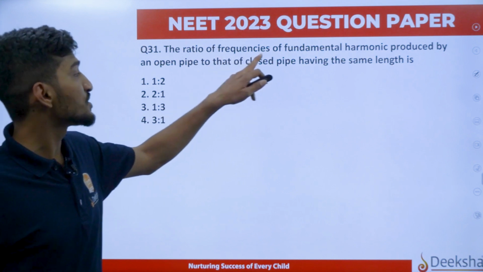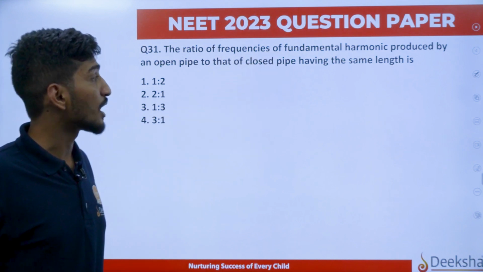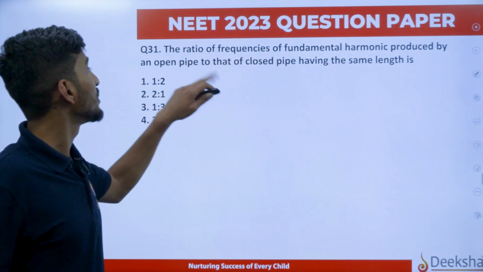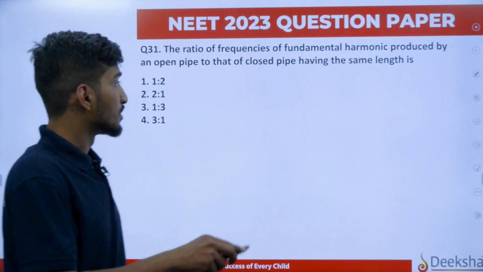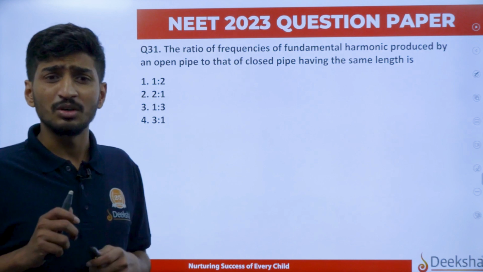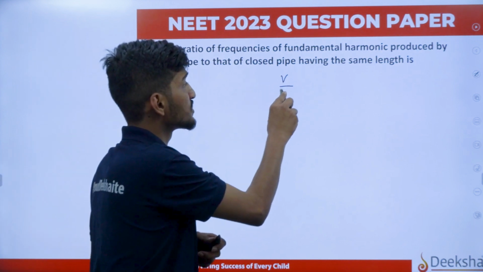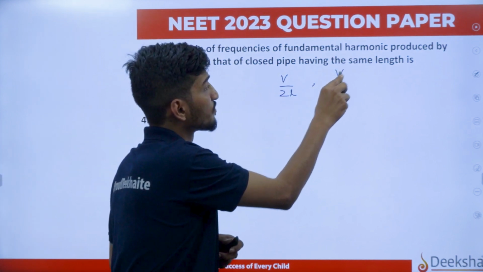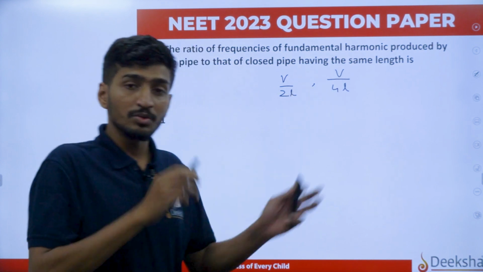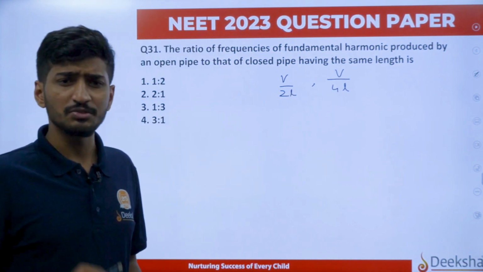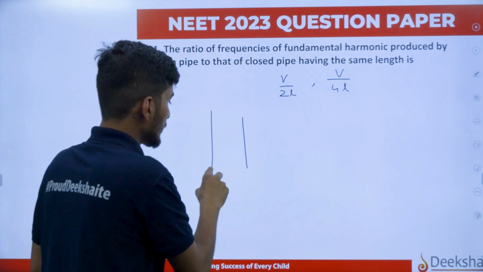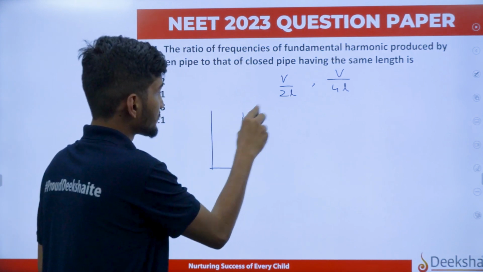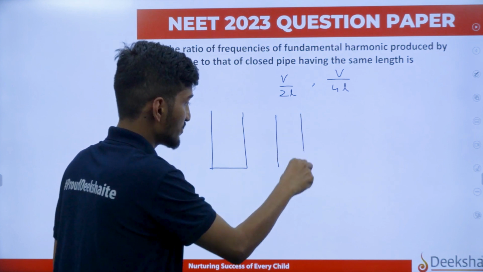The ratio of frequencies of fundamental harmonics produced by an open pipe to that of a closed pipe having the same length. So if you are having confusion remembering that there are two formulas of frequencies, f equals v by 2l and v by 4l, which one is open, which one is closed? If you are having confusion remembering this, I have a simple logic for you. This is a closed pipe and this is an open pipe of the same length.